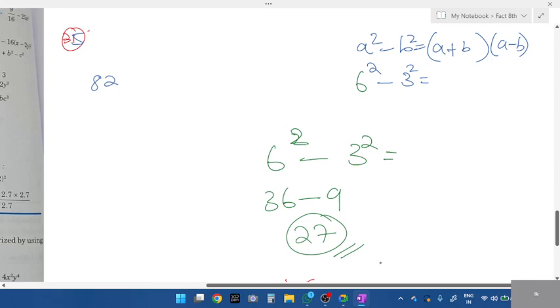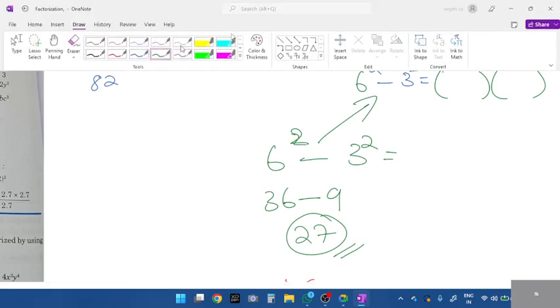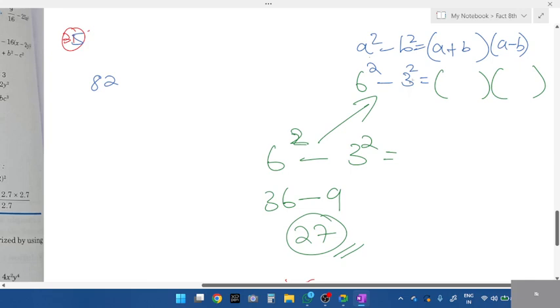This is arithmetic calculation. But we should do it using algebraic expression. A plus b into a minus b. Okay. Can you see that already the power is 2 here? Look at this question, this one, the arrow one. Can you see already power is 2 for 6? 3 square. Isn't it in the form of a square minus b square?